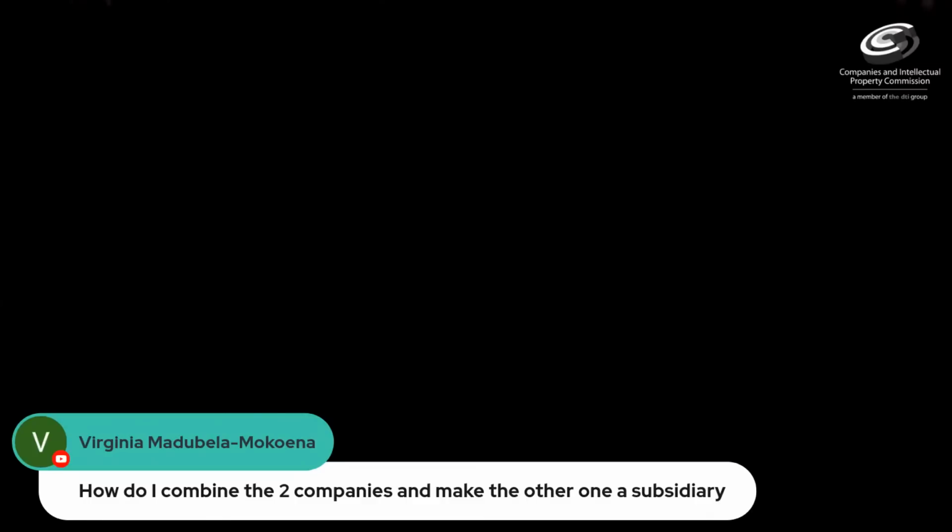Glory, this one, how do I combine two companies and make the other one a subsidiary? If I'm not wrong, this is not a CIPC process. It's only to do with structuring, which the company does themselves, and if necessary, use professional people who have more knowledge about it. Am I right? Yes, Magda, you are right. So you're not going to do any application at CIPC to create subsidiaries. That is just a structuring matter that the company does themselves. So best would be to discuss it with accountants or auditors.